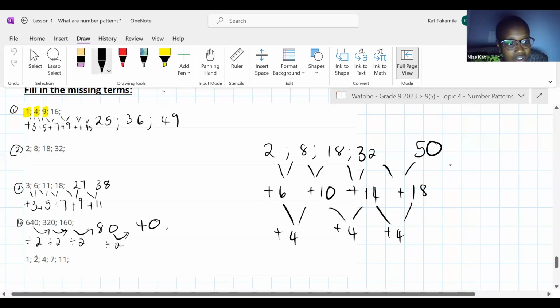Yes, for this pattern, I think the rule is adding natural numbers, because from 1 to 2 we add 1, and then from 2 to 4 we add 2, and then from 4 to 7 we add 3, and then 7 to 11 we add 4. Here we go. So the next one we would have to add 5, which is going to be 16. Next one, add 6, which is going to give us 22. There we go. Thank you very much for that.